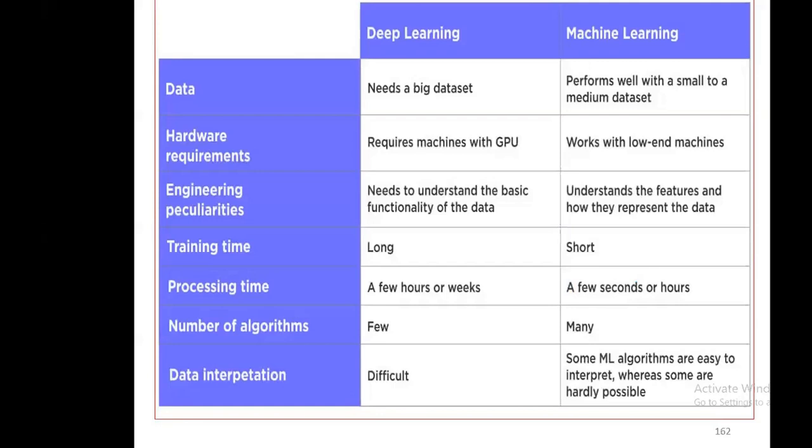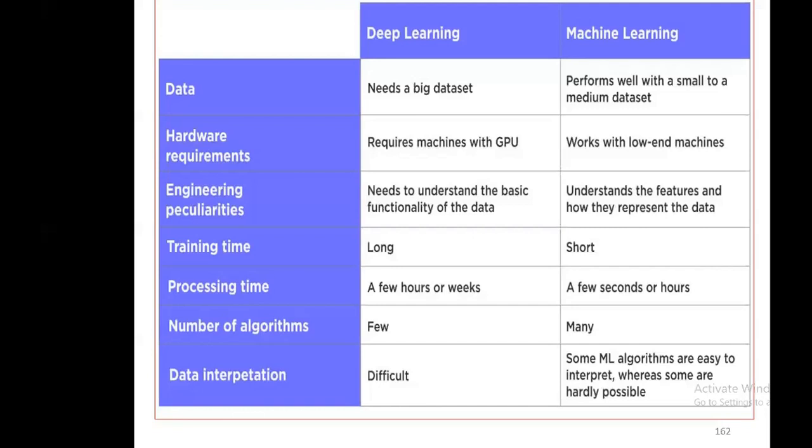Then feature engineering: you need to understand the basic functionality of the data, understand the features and how they represent the data. Training time: it takes a long time in deep learning, and in machine learning it takes a short time. Processing time: a few weeks versus a few seconds or hours. Interpretability of algorithms: a few are difficult. Some machine learning algorithms are easy to interpret.